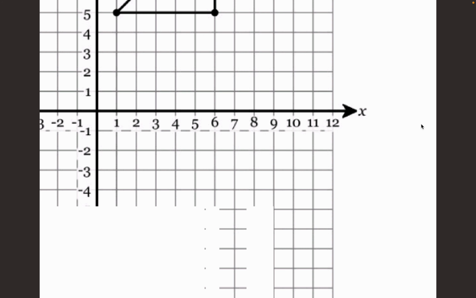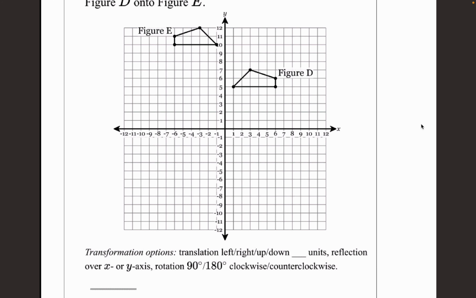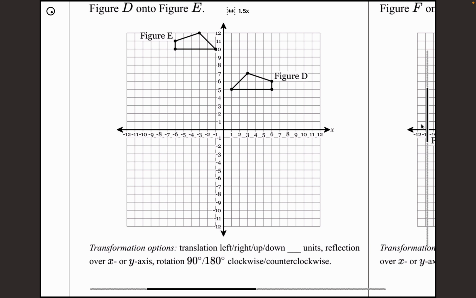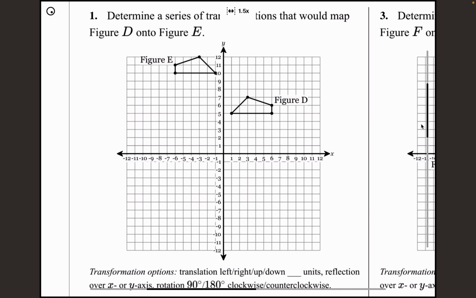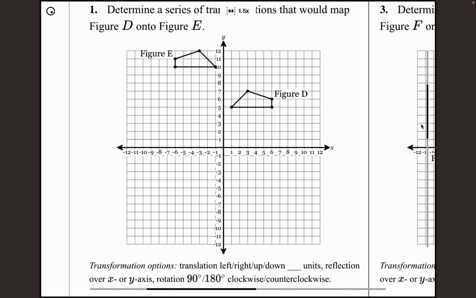There we go, finally. Okay, so this one is going to look something like this. It says we need to determine a series of transformations that would map figure D onto figure E. If you look below, there's translation, there's reflection, there's rotation. It just gives you all the options below. We have to pick two transformations that will get our figure D onto figure E. So here's the biggest advice that I would give.